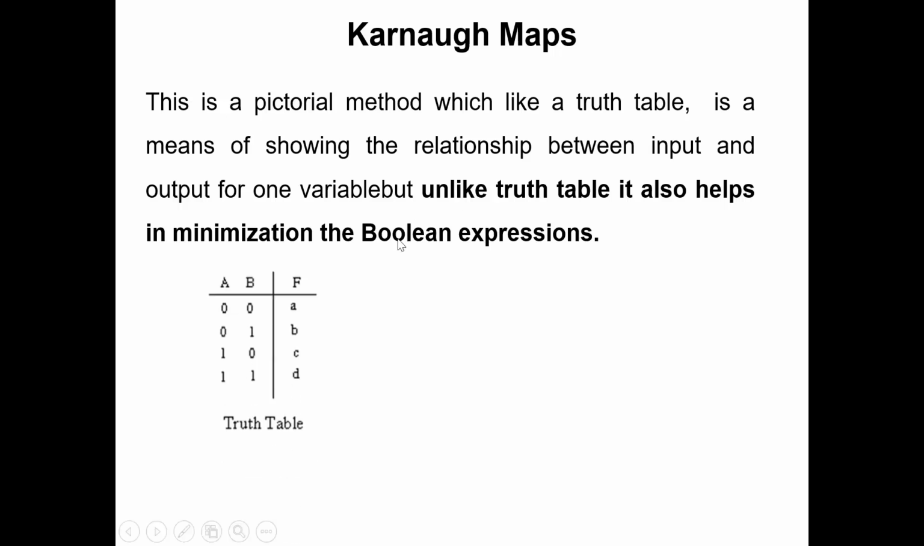We have a truth table. In this truth table, we have two inputs and one output, and the relation between the inputs and the corresponding output is shown here. For example, for the input 0, 0, we have the output A. For the input 1, 0, we have the output C.